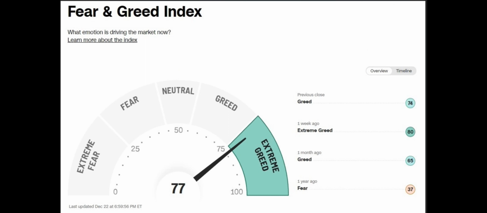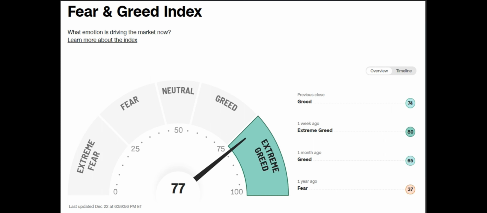All right, I always like to look at this. I thought I'd add this into the presentation today. This is the fear and greed index, and we're pegging at extreme fear right now at 77. All right, a week ago we were at 80, so it's come down a little bit. We'll see what it is again this week. I don't think it's going to be that high this week.